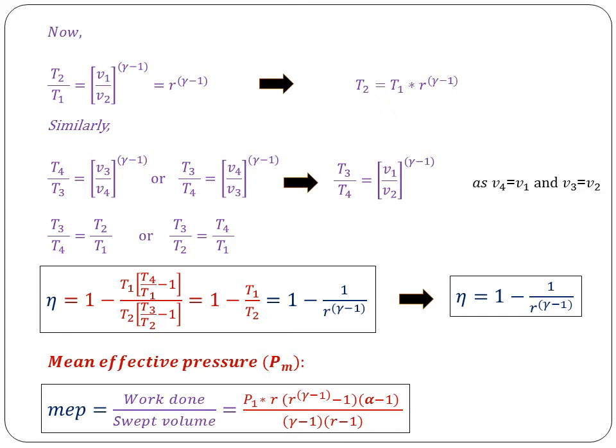And since all the gas laws are applicable in this cycle, you can have this relation between the temperature and volume: T2 by T1 is equal to (V1 by V2) raised to gamma minus 1, and V1 by V2, as I told you, is the compression ratio. So T2 in terms of T1 can be written as T2 equal to T1 into r raised to gamma minus 1.